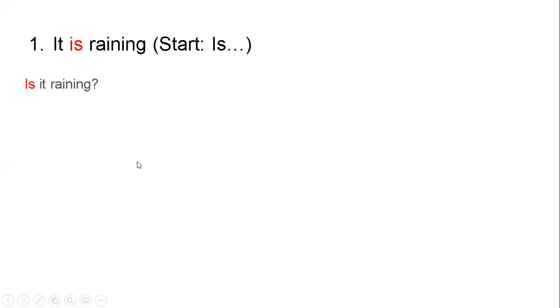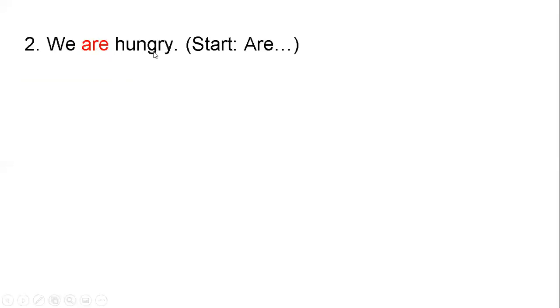Would you like to try one more just to be sure that you understood that first rule? We are hungry. Start with "are". So, how would you do that? Write "are" first, and then what's left? This is left, and this is left. So, what will your answer be? Are we hungry? And a question mark. Of course, a capital letter too. Are we hungry? Easy?